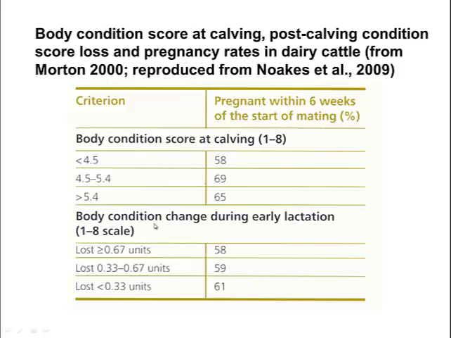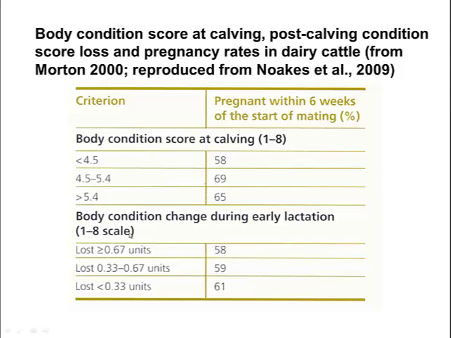This is just illustrating a little bit of that information. If you look at the condition cows are in at the time of calving, if it was less than 4.5 on a 1 to 8 scale, then the pregnancy rates were 58%, and if they were between the 4.5 and the 5.5 mark, pregnancy rates were 69% at the end of 6 weeks of mating. If they were too fat, there was a slight reduction in pregnancy rates. So the message here is basically you want cows in good condition at the time of calving to optimize their pregnancy rates early in the breeding season.